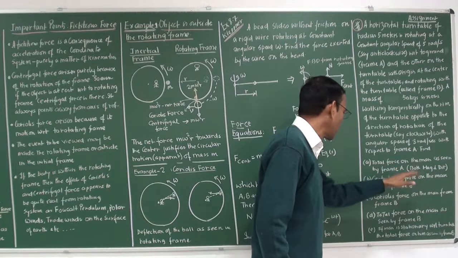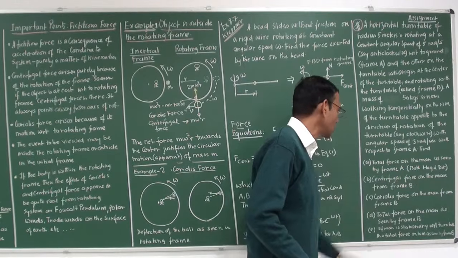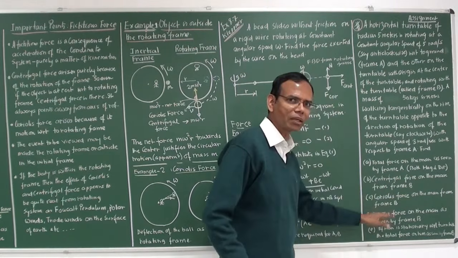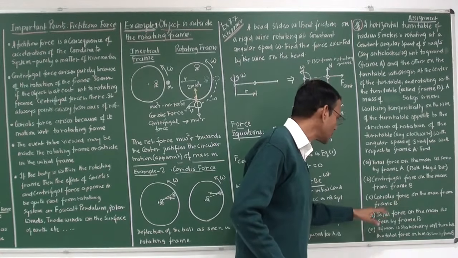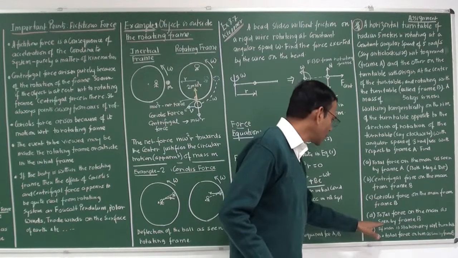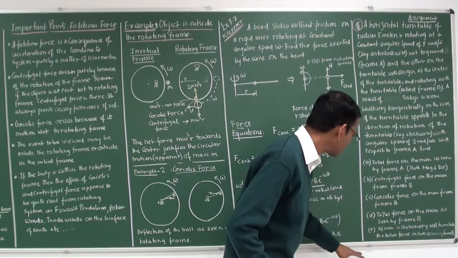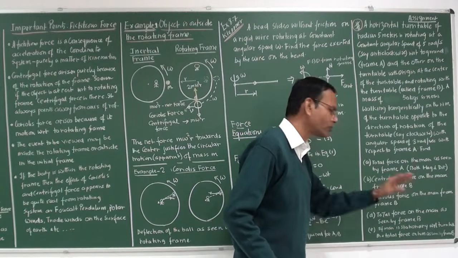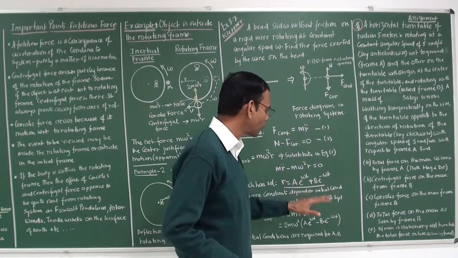Centrifugal force on the man from frame B, that is the rotating frame, both magnitude and direction. Coriolis force on the man from frame B, both magnitude and direction. Total force on the man as seen by frame B, both magnitude and direction. If the man is stationary with respect to the turntable, the total force on him as seen by frame B. So these are the 5 parts to this question.